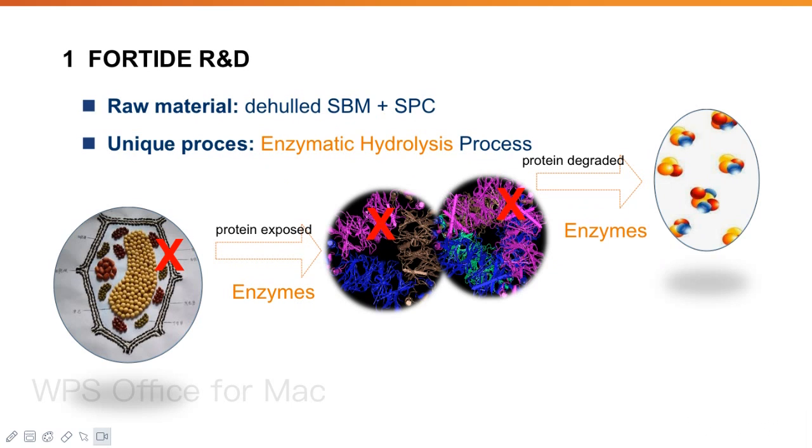First, we use whole soybean meal and soy protein concentrate as raw material to produce Fortide through the process of enzymatic hydrolysis. There are 2 important steps in the process of enzymatic hydrolysis. The first step is to break the wall of cells so that the protein in the cells is fully exposed, which can fully interact with protease. The second step is the enzymatic hydrolysis of the large molecular proteins or peptides by different proteases, so as to obtain more small molecular active peptides below 1,000 Dalton.